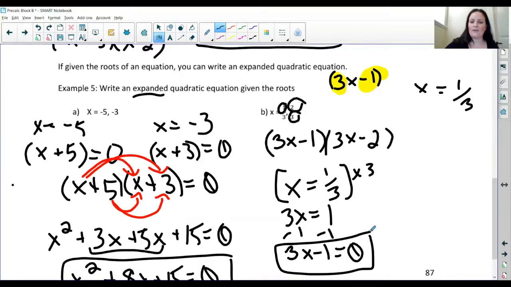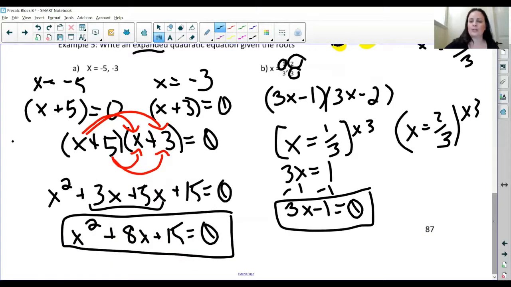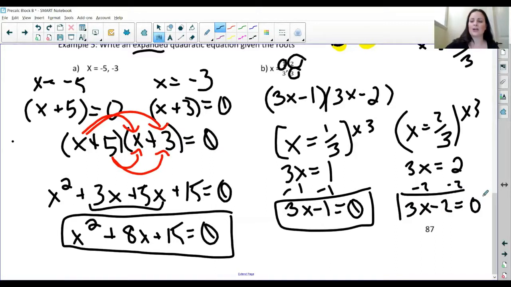You can have x equals 2 over 3. Multiply everything by 3 to get rid of that fraction. You're going to get 3x equals 2. And then you're going to subtract 2 from both sides, and you're going to get 3x minus 2 equals 0. And that's your other bracket.